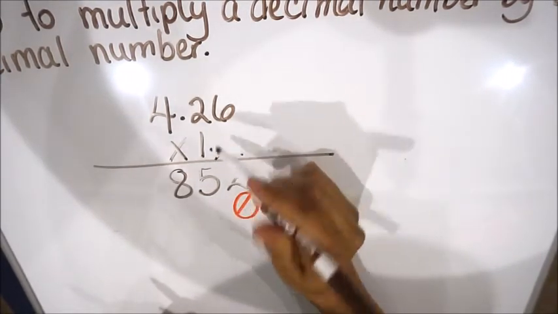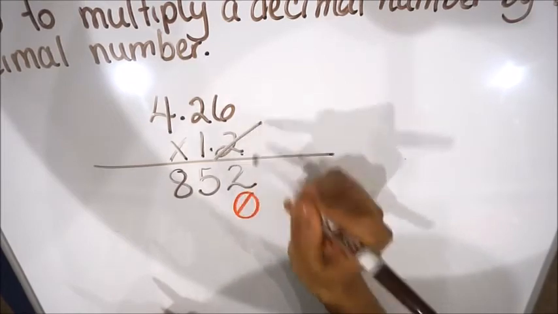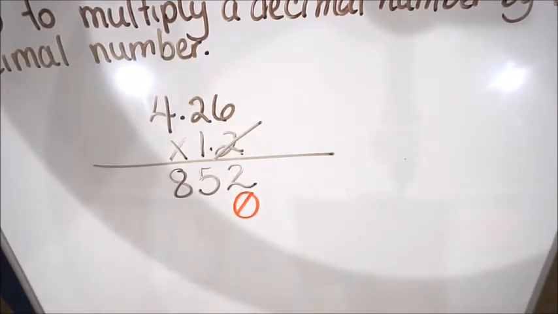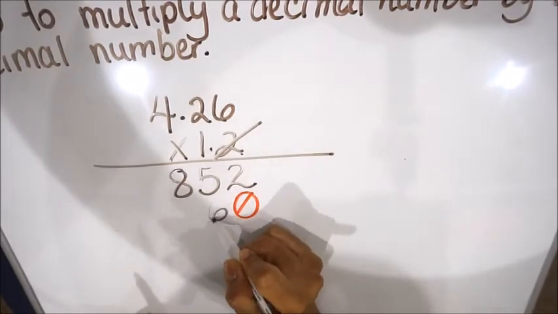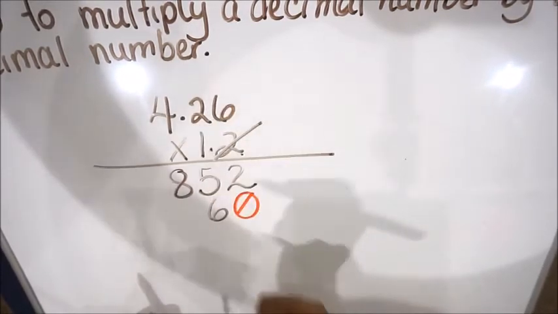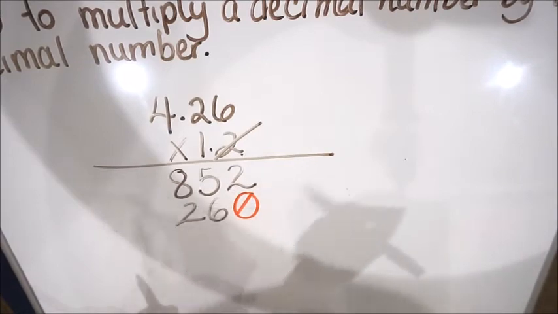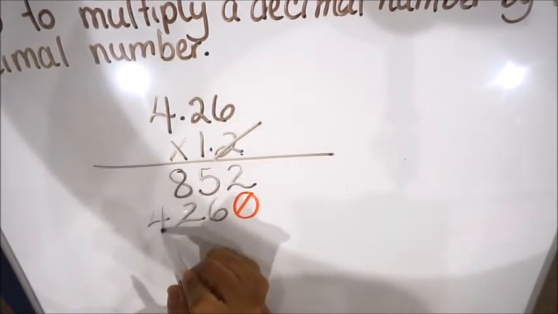Go ahead and erase it and write it back. I already used that number 2. Okay, great. So there goes my placeholder. Now I'm going to say 1 times 6 is 6. 1 times 2 is 2. 1 times 4 is 4.